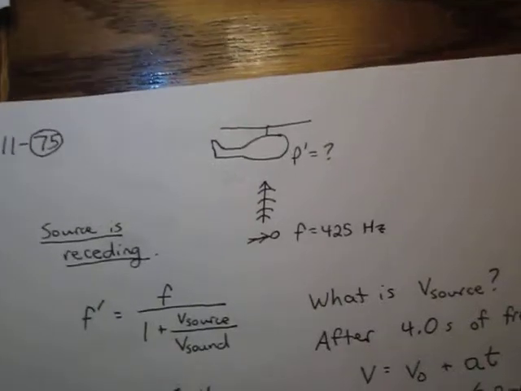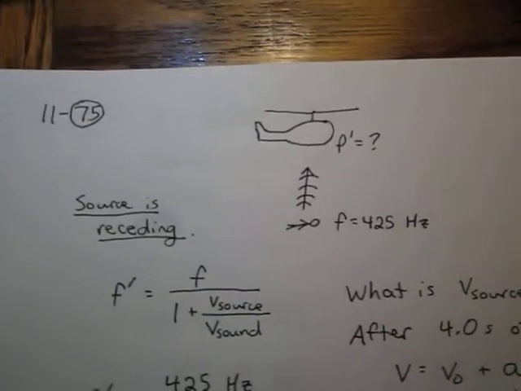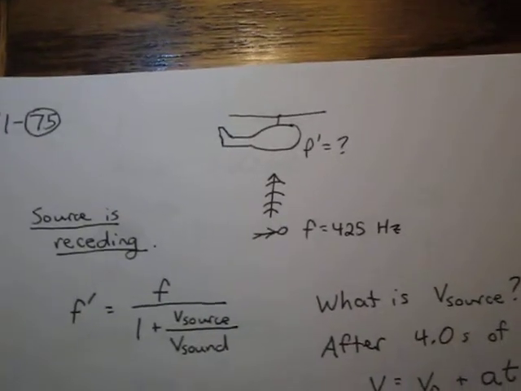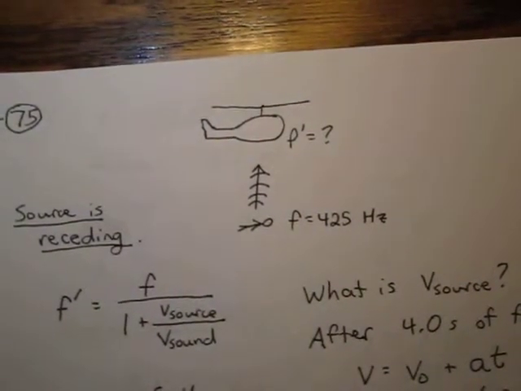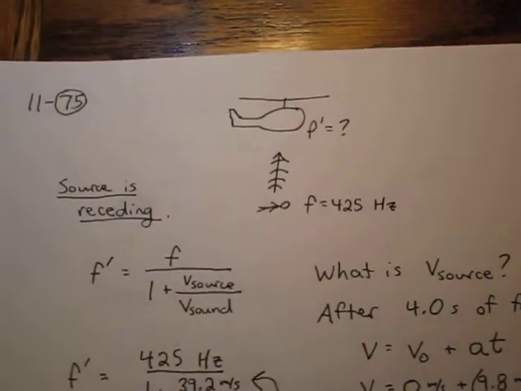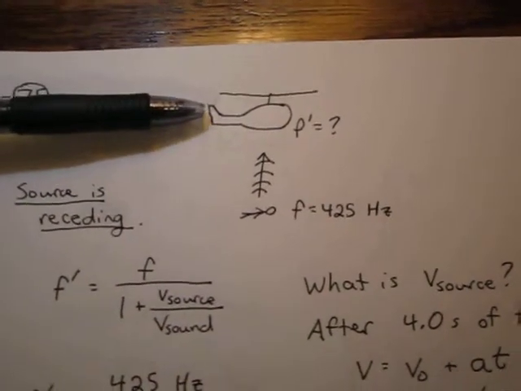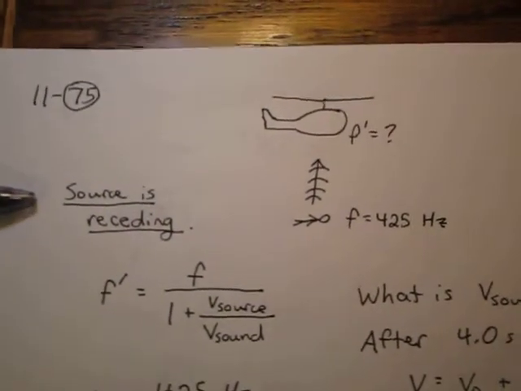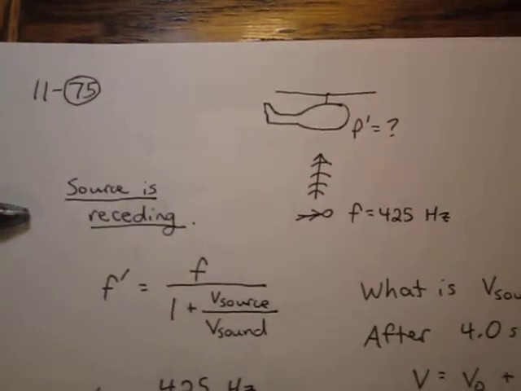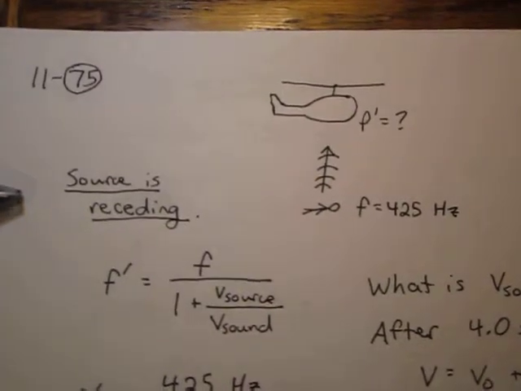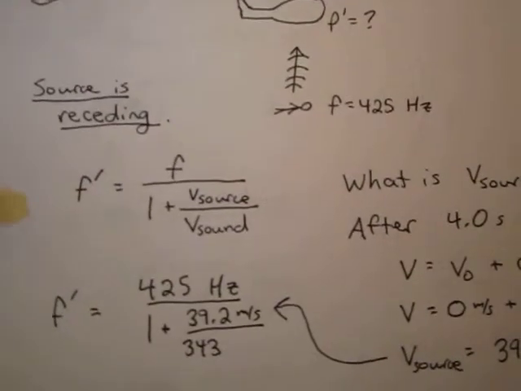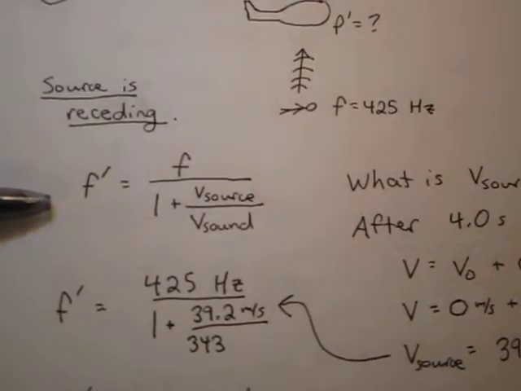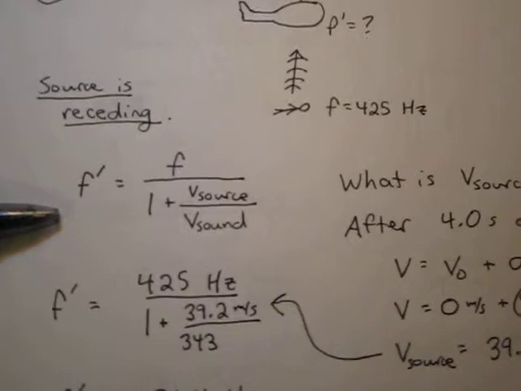Question number 75 involves a paratrooper jumping out of a helicopter, and 4 seconds later, calling back to the helicopter with an emitted frequency of 425 Hertz. Question is asking, what is the frequency perceived at the helicopter? So here we have a situation where the source of the sound is receding from a stationary observer. So here's the appropriate equation. Perceived frequency is frequency over 1 plus speed of the source over speed of the sound.